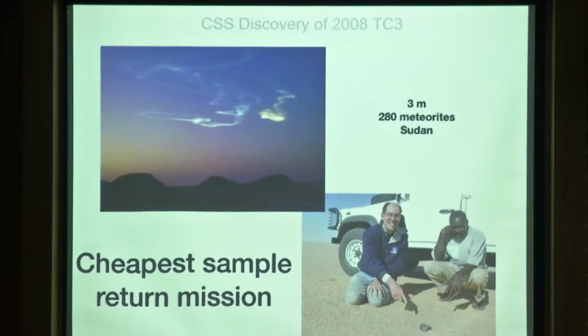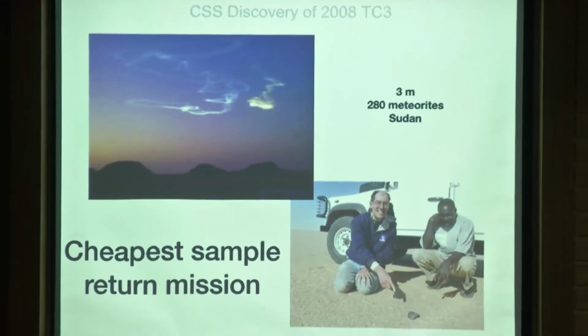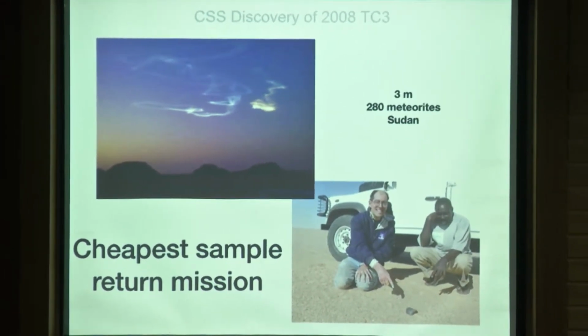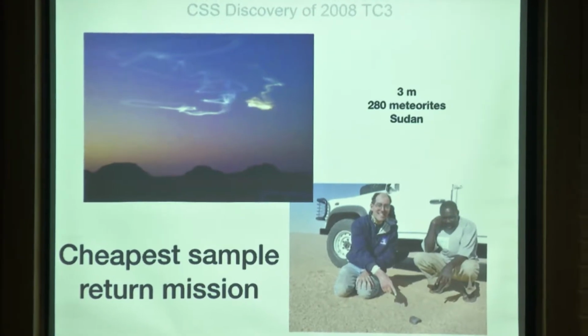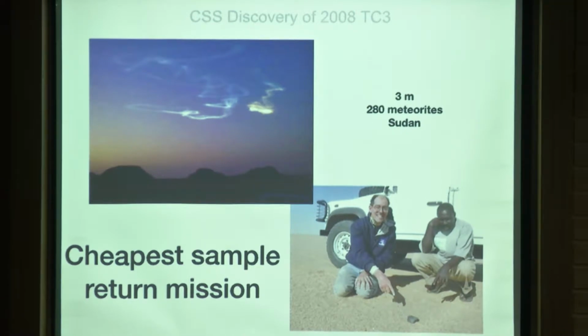So you heard that Bennu is going to bring back a sample, but the cheapest return of a sample is when you can predict that an asteroid is going to enter the Earth's atmosphere, it breaks apart, you know where it is going to go, and you can actually go and get that. So in 2008 that happened, it was 2008 TC3.